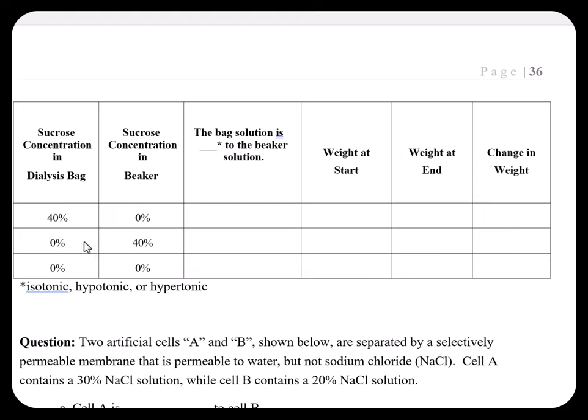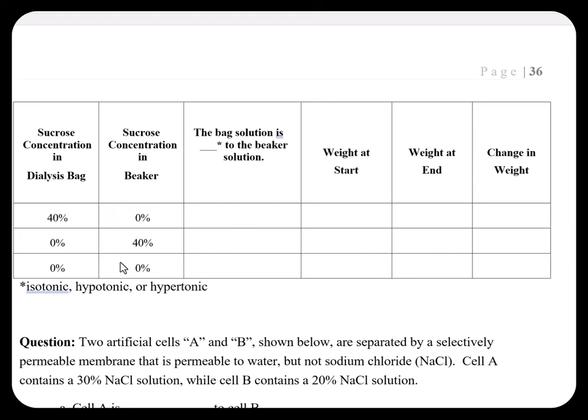In this situation, there is no sucrose inside the bag, and outside the bag you have 40% sucrose. So it's going to suck the water out of the bag, trying to dilute this 40%. You have to tell which one is isotonic, which one is hypotonic, and which one is hypertonic. A lot of people get it confused. They go, well, this is the hypertonic. Oh, wait a minute, no, this is the hypertonic. Well, this is hypertonic in the bag and hypotonic outside the bag. So you have to have both: one that's got too much and one that doesn't have enough. So in this case, the beaker is hypertonic and the bag is hypotonic. In this case, they both have the same amount, so they're both isotonic.